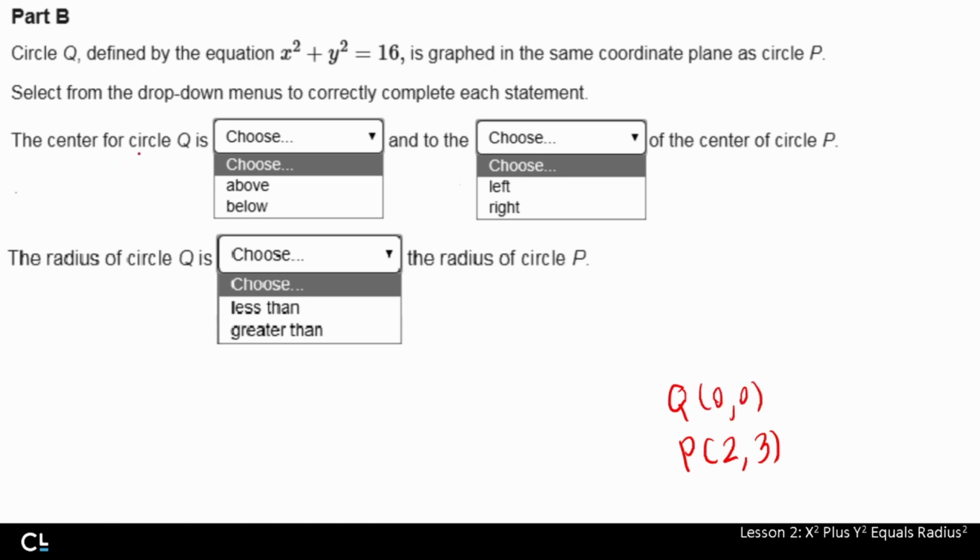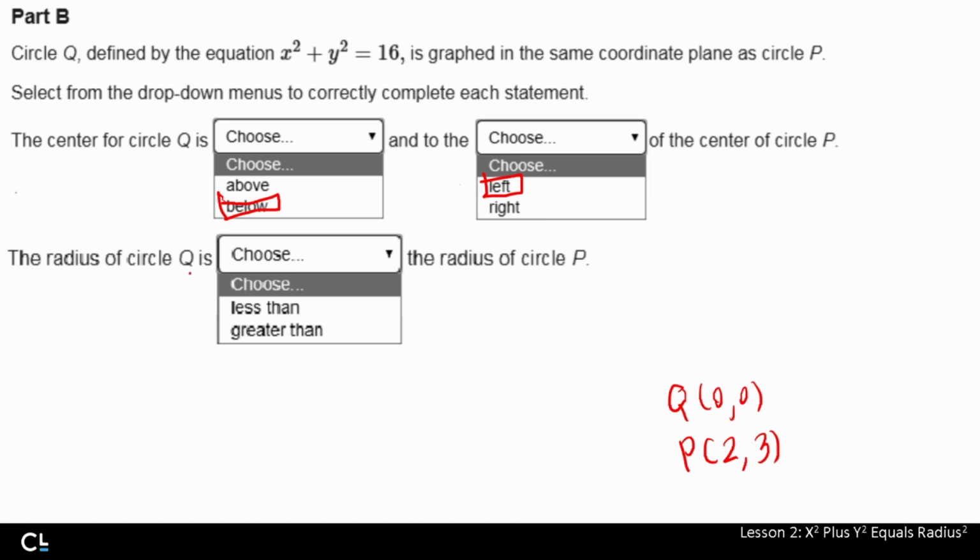Now we can use this information. And it says the center of circle Q is going to be either above or below. Well, 0 is less than 2. So that's going to be below. And then 0 is less than 3. So that's going to be to the left. So it's below and to the left of circle P.